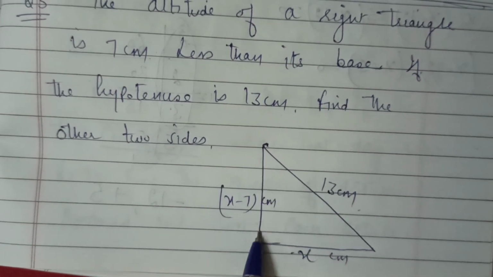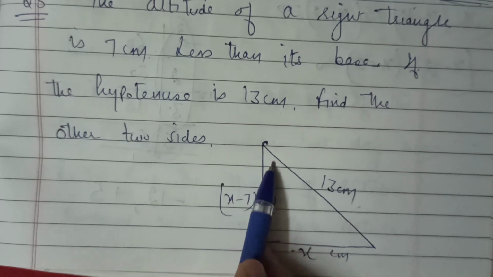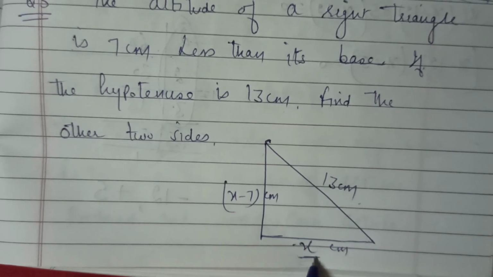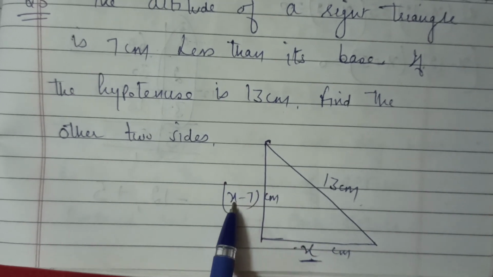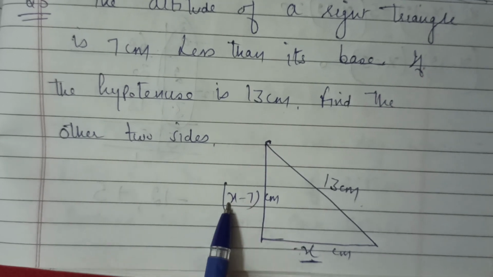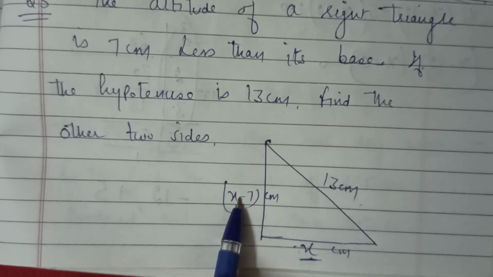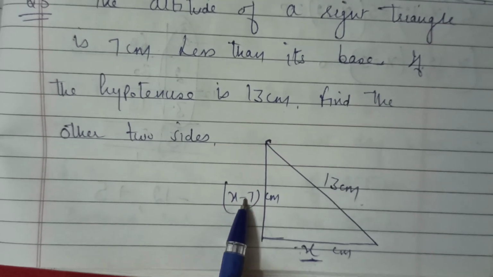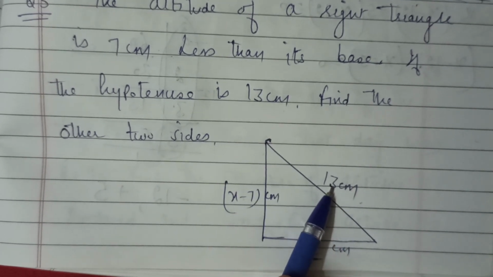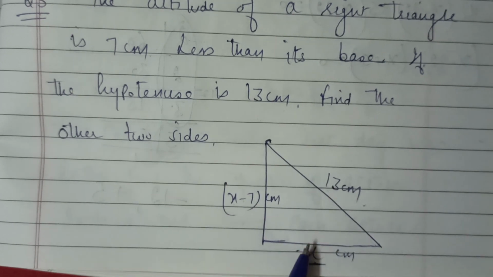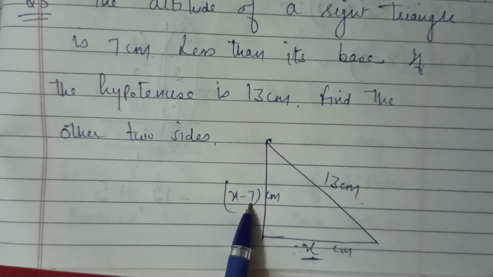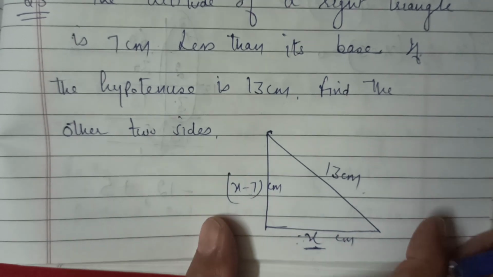Let's take a right angle triangle. Consider base as x. Altitude is 7 less than the base, so altitude, that is perpendicular, is x minus 7. 7 less than base, x minus 7. And hypotenuse is 13. Base is x, perpendicular is x minus 7.